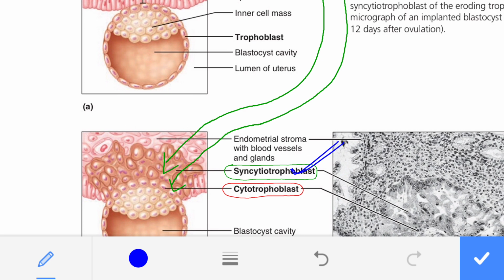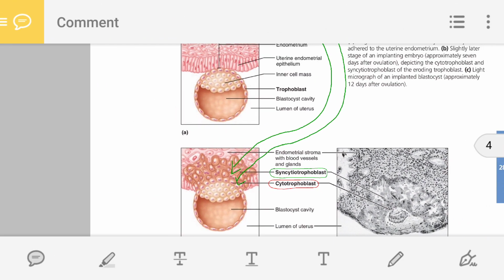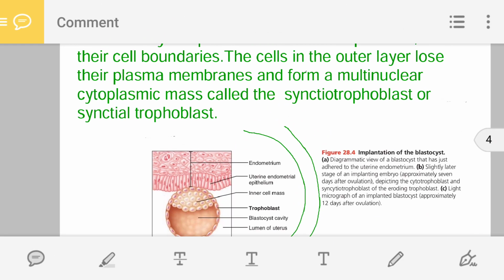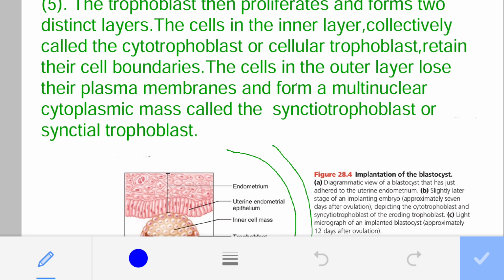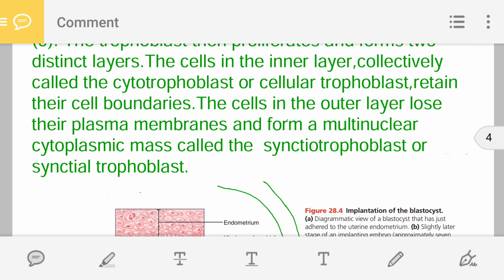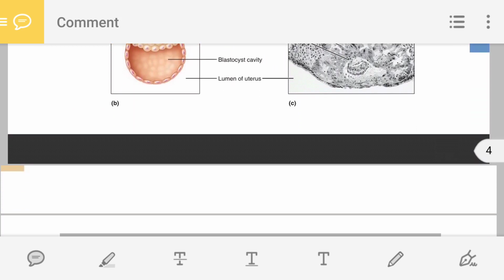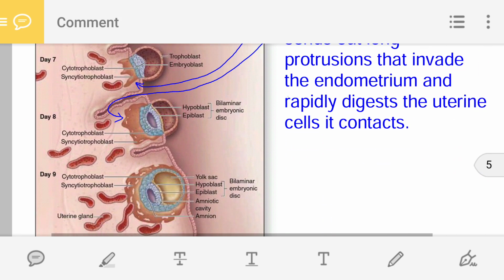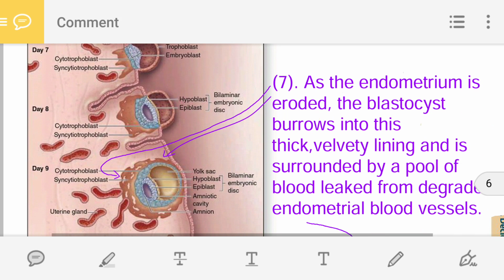So you need to understand that all these cells are losing their plasma membrane. The cytoplasm along with the nucleus is coming out, and this entire multinuclear cytoplasmic mass is known as syncytiotrophoblast, and this is the outer layer they are producing. Again I am showing you another figure so that you will get the idea about this.